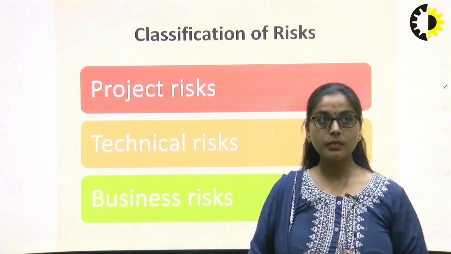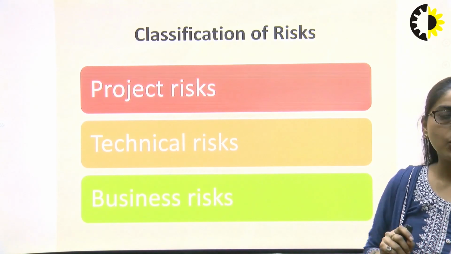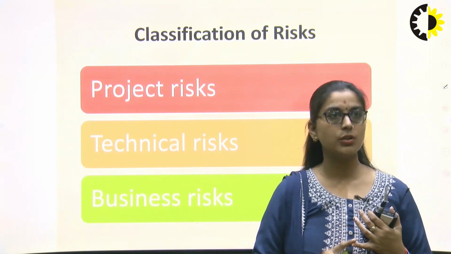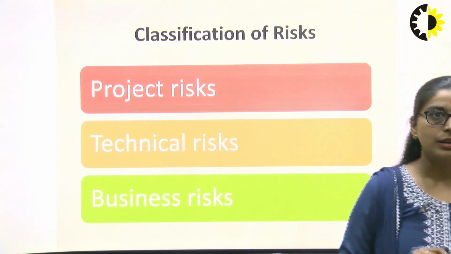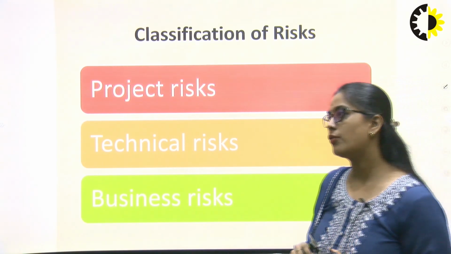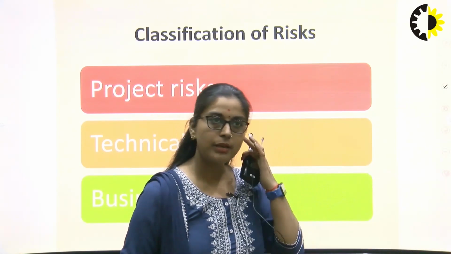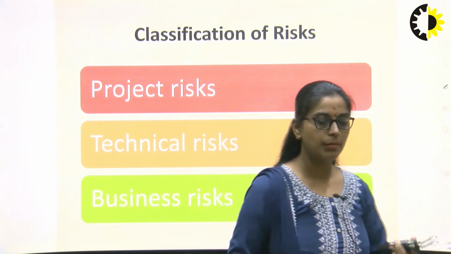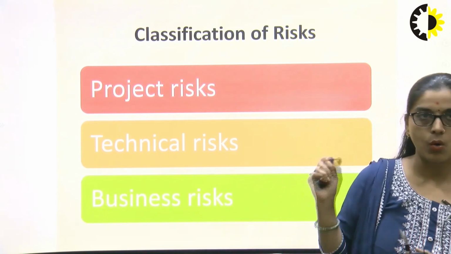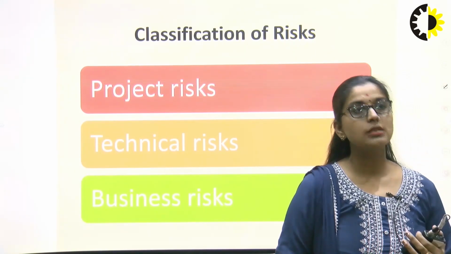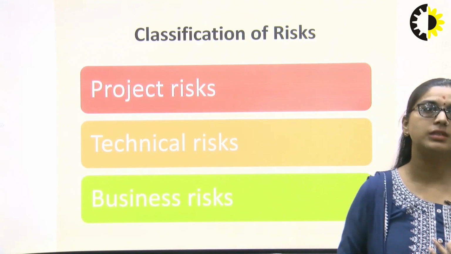Okay, now we are going to discuss the classification of risk. Firstly, project risk, technical risk and business risk. What are those? In any software making, when we are doing software development, or we can say the deployment and the maintenance is ongoing, the project risk is: we are making some project and obviously some goals are there.